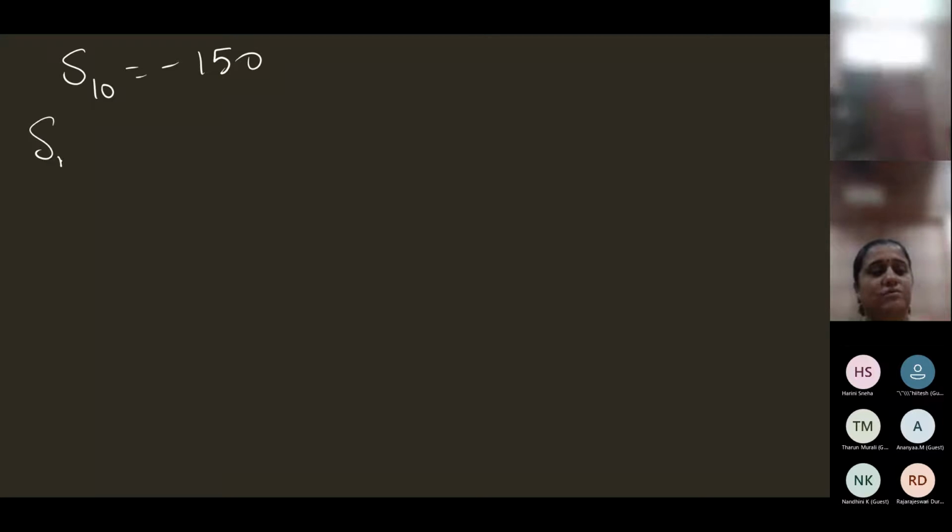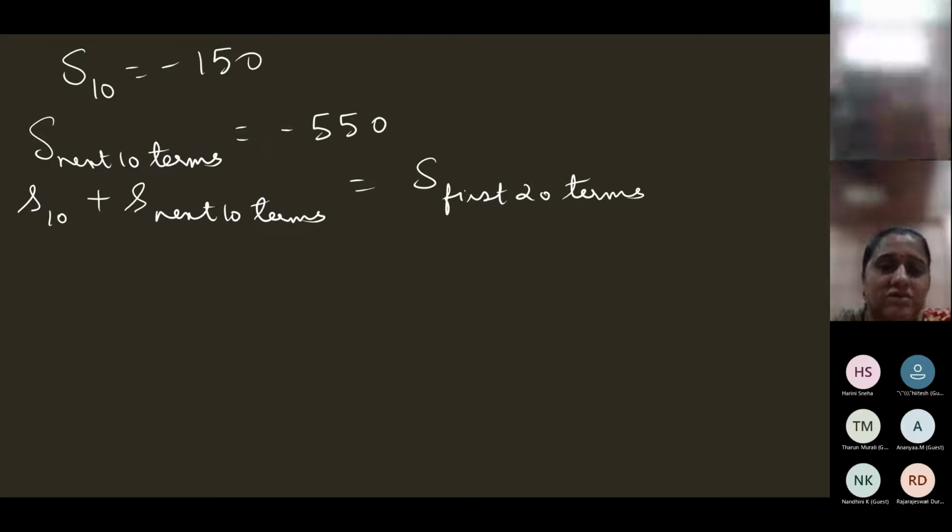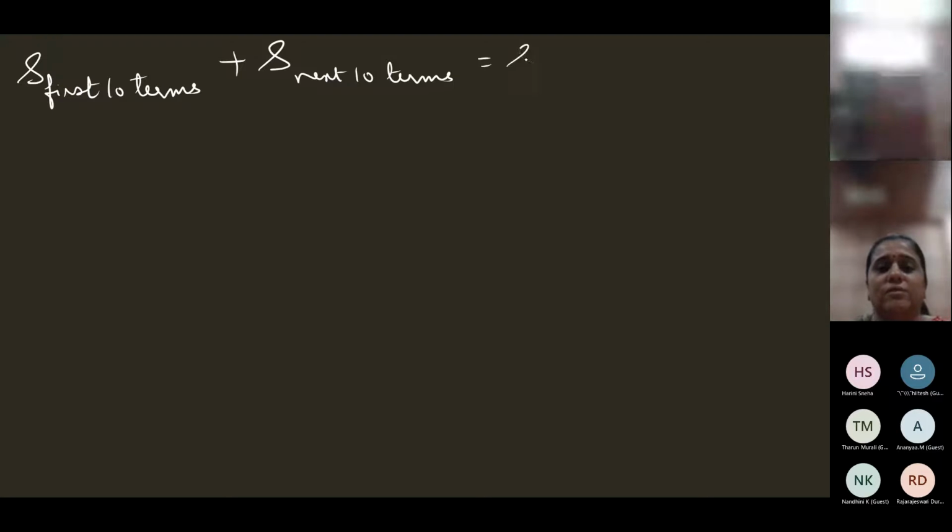Okay, now what is given? Sum of the next 10 terms is equal to minus 550. So the sum of the first 10 terms plus the sum of the next 10 terms will be equal to the sum of the first 20 terms. S10 is the sum of the first 10 terms. Okay, let me write: sum of the first 10 terms plus the sum of the next 10 terms is equal to the sum of the first 20 terms. Am I right?